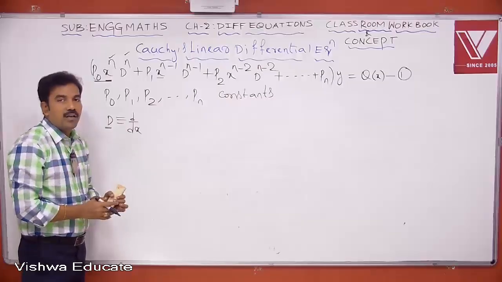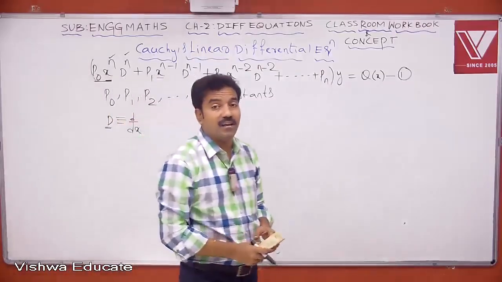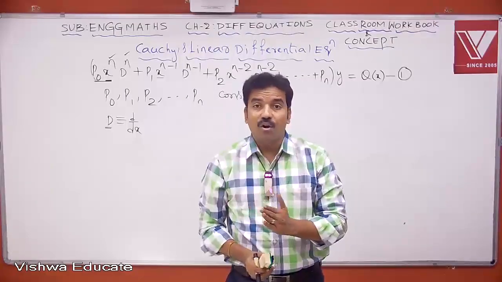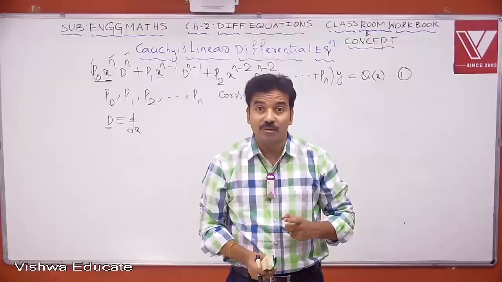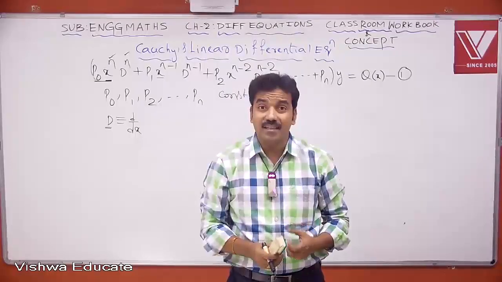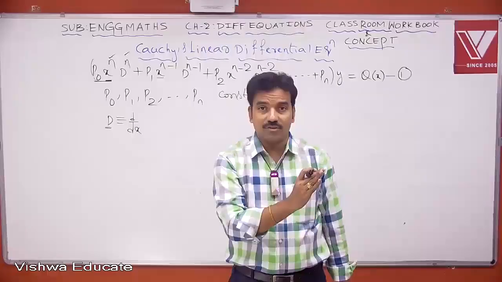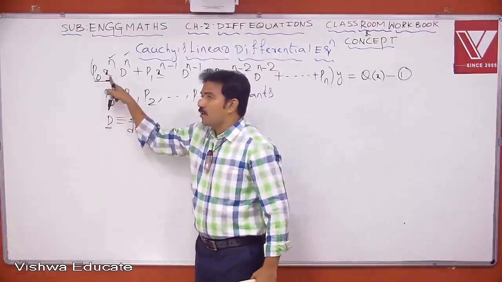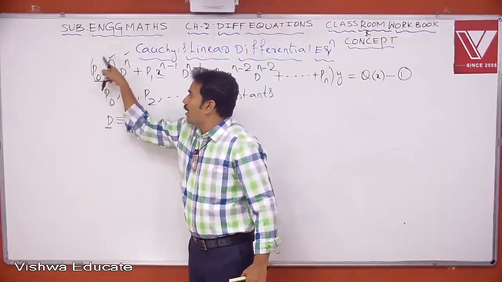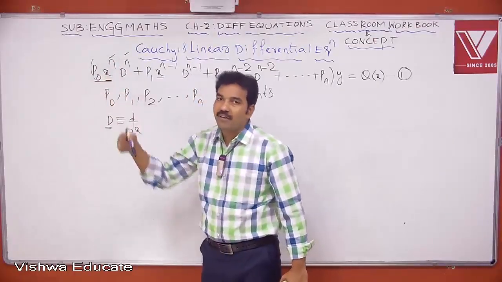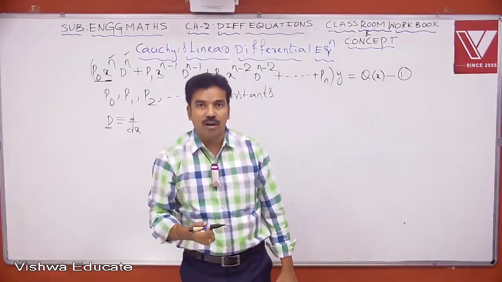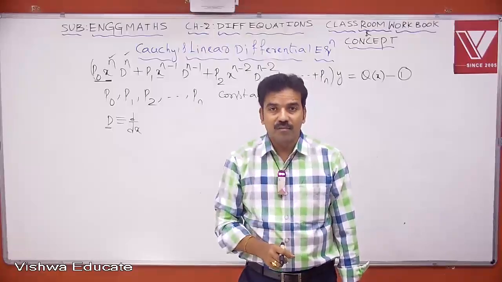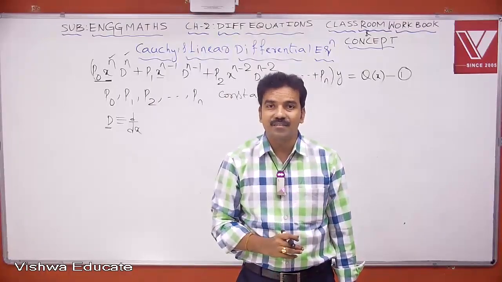Always remember one point: if you want to say that a differential equation is linear, just make sure that all coefficients on the left side as well as the right hand side are either constants or functions of the independent variable. Since I am taking x as the independent variable, consider the coefficients of the derivatives. What is the coefficient of d power n in this case? P naught into x power n. P naught is constant, but x power n is variable, hence the overall expression P naught into x power n is a variable expression. Similarly, P1 into x power n minus 1, P2 into x power n minus 2. So all these are variable coefficients. Therefore, such equations are called Cauchy's linear differential equations.